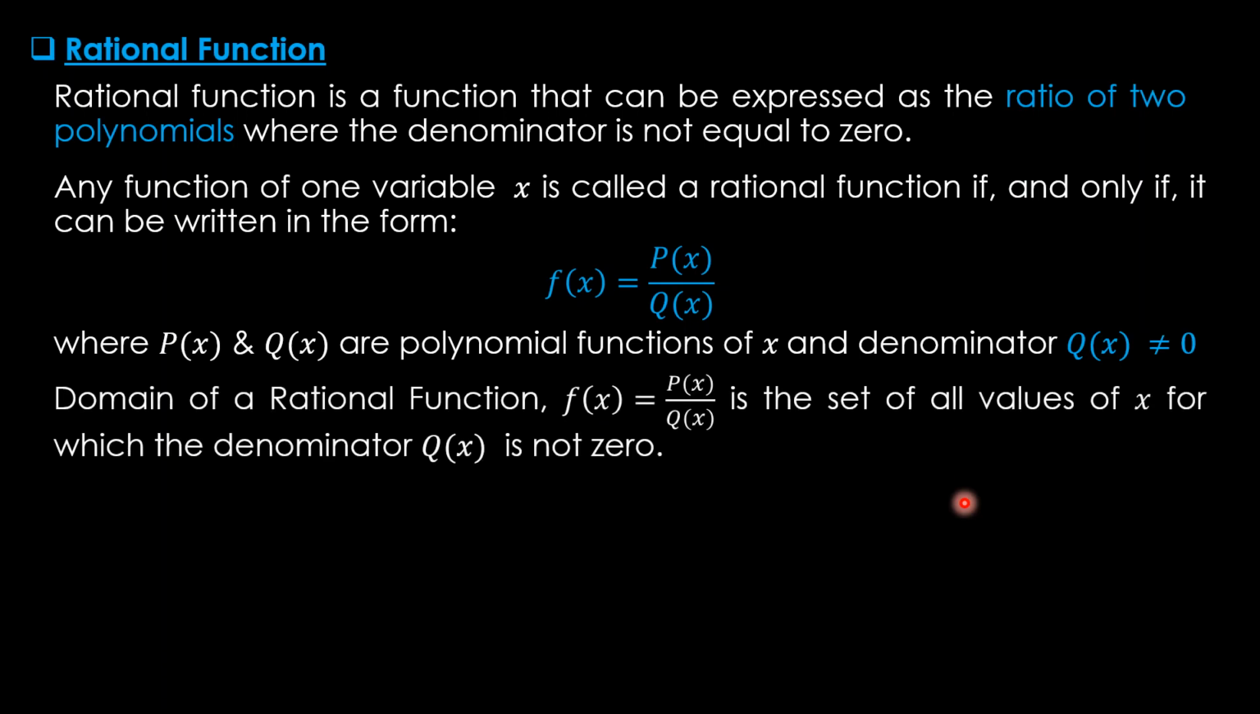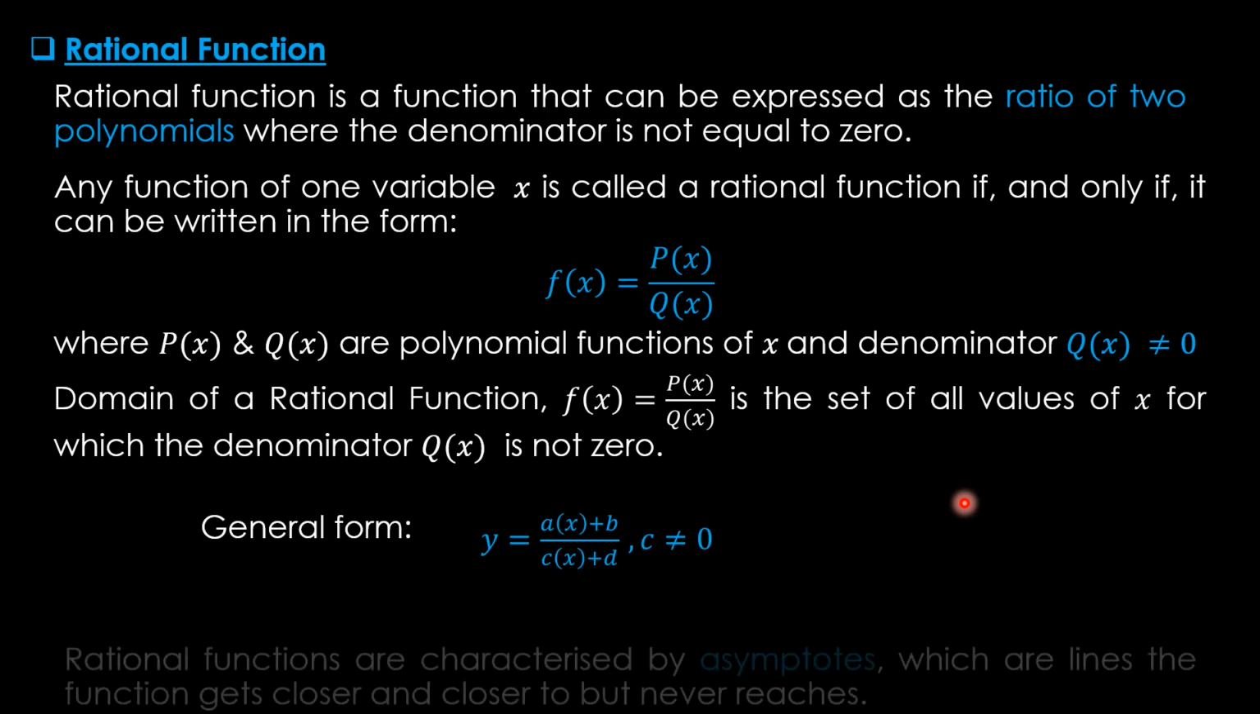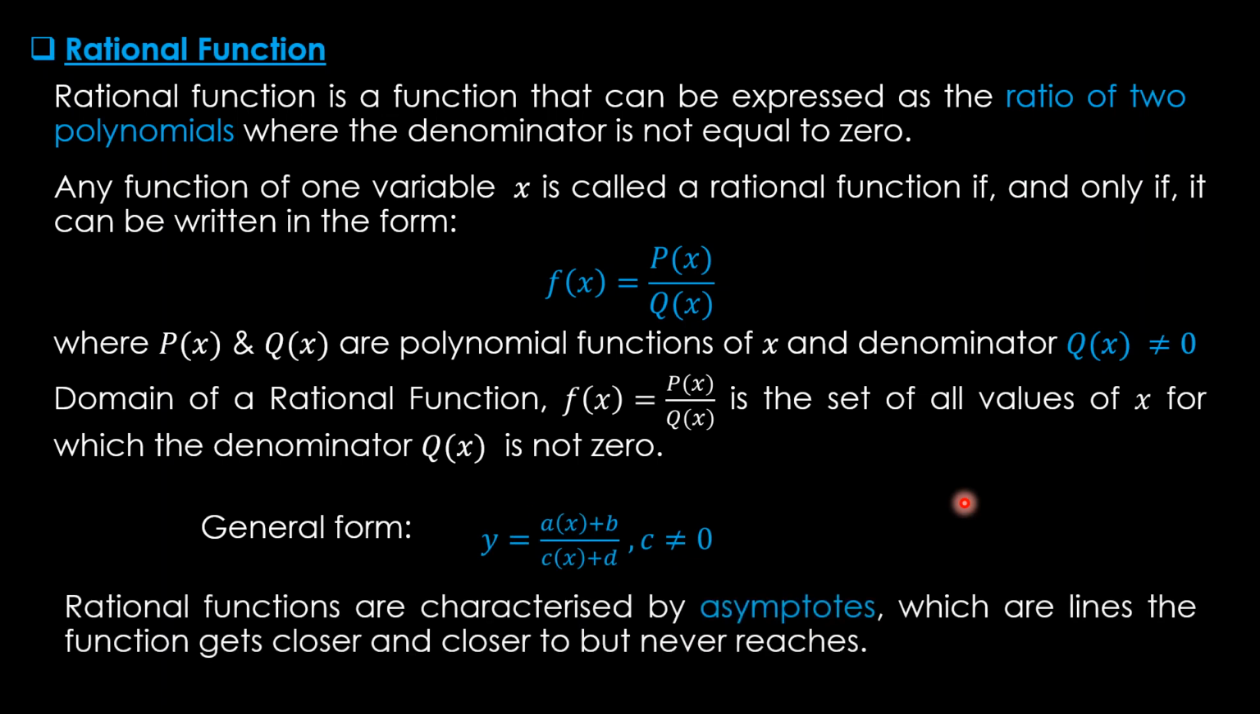Domain of a rational function f(x) equal to p(x) over q(x) is the set of all values of x for which the denominator q(x) is not 0. General form y equal to (ax plus b) over (cx plus d), where c not equal to 0. Rational functions are characterized by asymptotes, which are lines the function gets closer and closer to but never reaches. There is an example here.